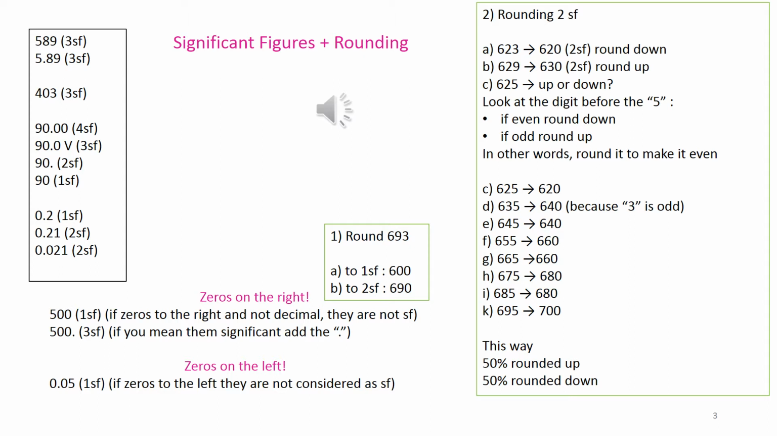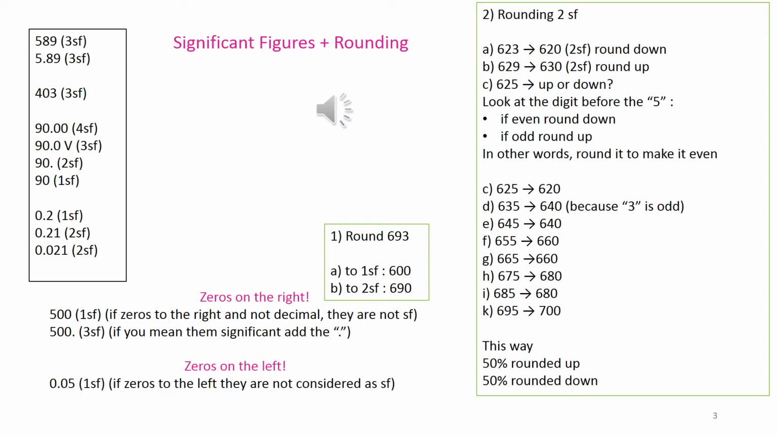Now, if the 0 is on the left, like 0.2, the zeros to the left are not considered significant figures as well. So 0.2 is 1 significant figure, 0.21, 2 significant figures, 0.021, 2 significant figures. Now, if I ask you to round 693, like problem 1, to 1 significant figure, the zeros on the right are not considered, so you'll tell me 600. And if I ask you to round it to 2 significant figures, it will be 690.